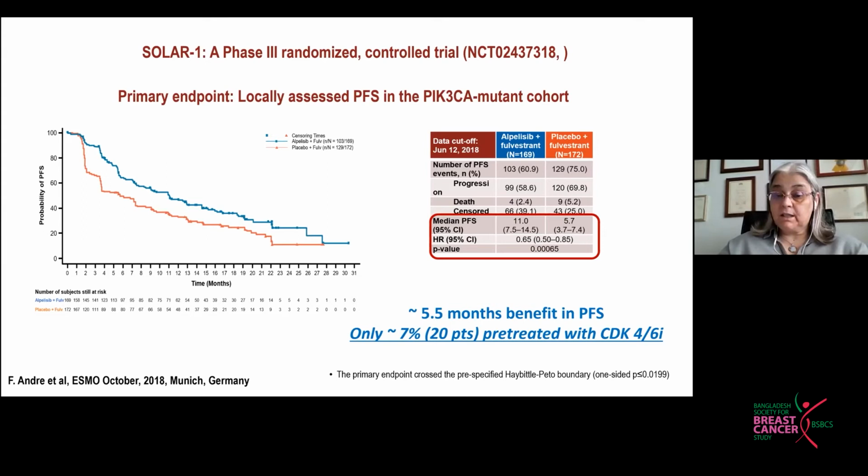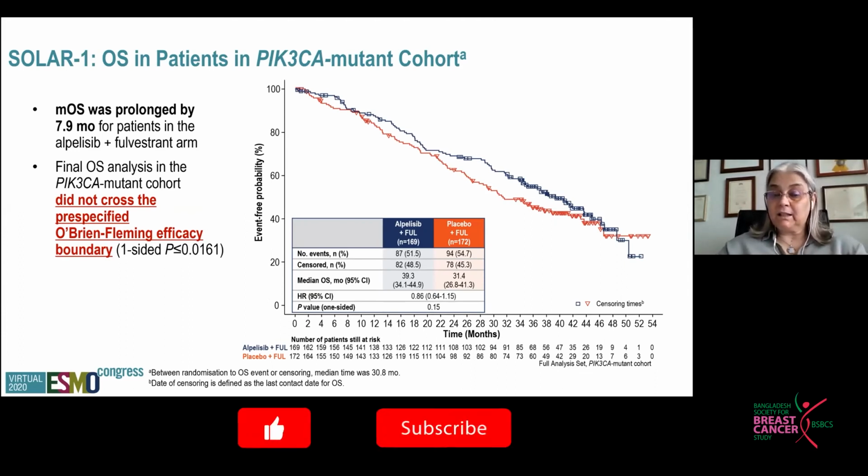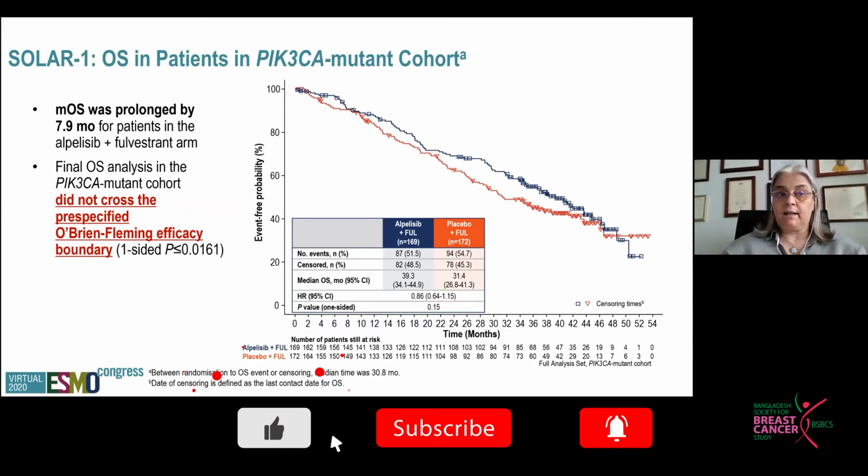In this trial, it's important to know that very few patients, only 20, had been previously exposed to a CDK4/6 inhibitor. In terms of PFS, we see more or less a 5.5 months benefit, similar to what you see with the CDK4/6 in second line, not in first line. Do we have an overall survival benefit? Unfortunately, again, the trial was not sufficiently powered. There is a numeric difference, but it's not statistically significant because they didn't power the trial for that.